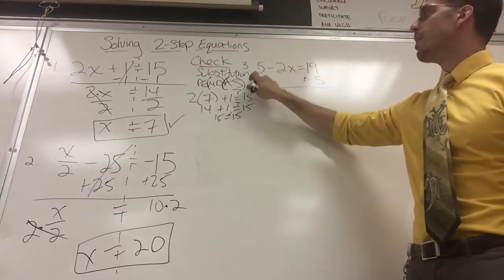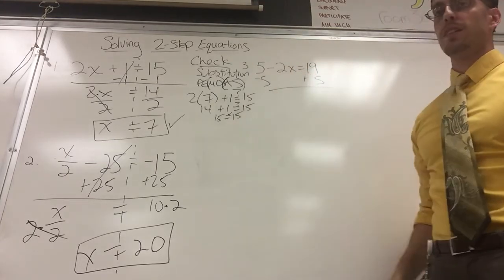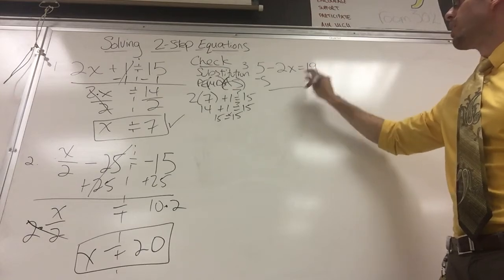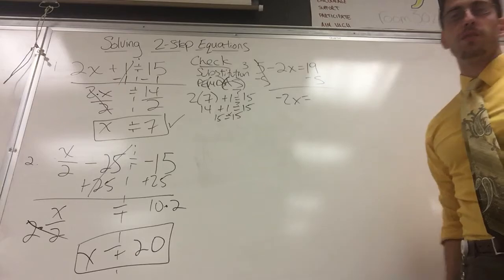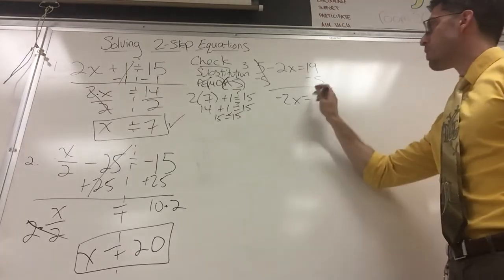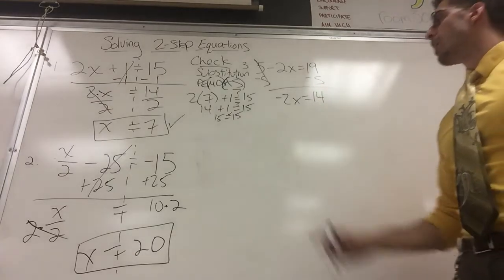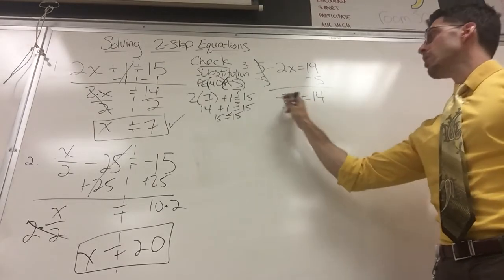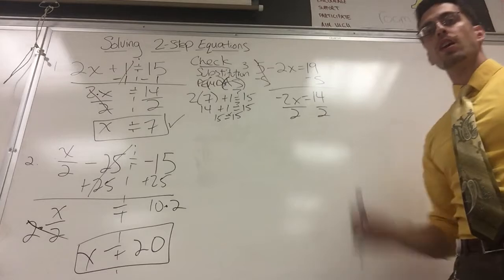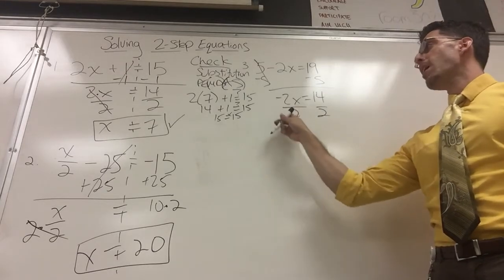Want to get rid of a positive 5? Subtract. Okay? Goodbye 5's. Negative 2x equals 19 minus 5, I hope is 14. And now I got to divide by the coefficient. This is another one-step equation that you learned. So I divide by 2 and divide by 2, right? Wrong. Divide by the coefficient.